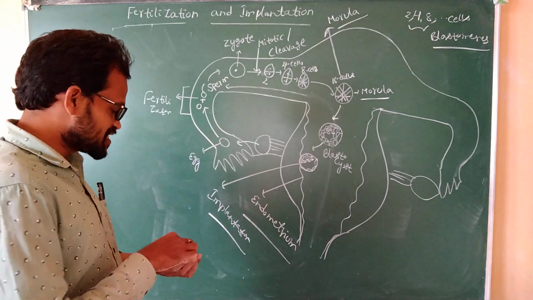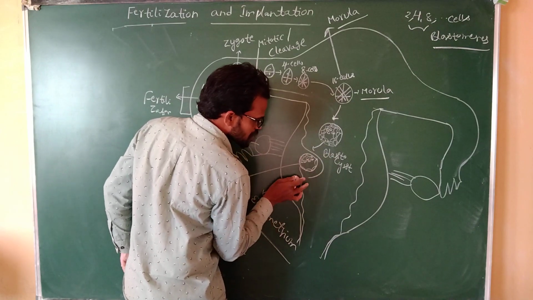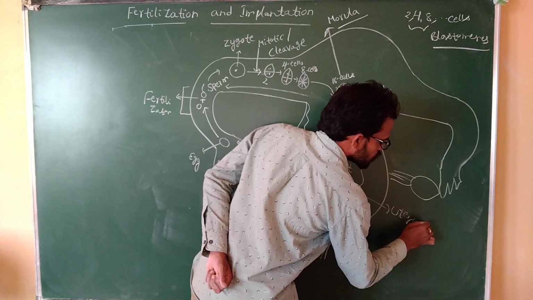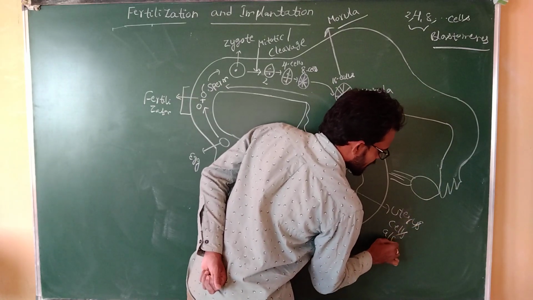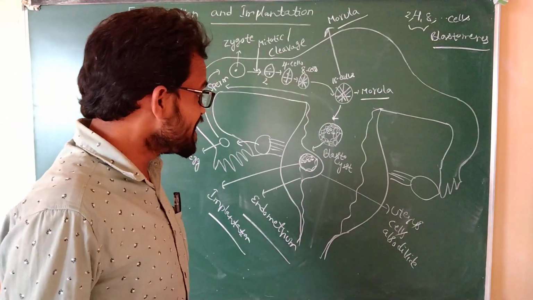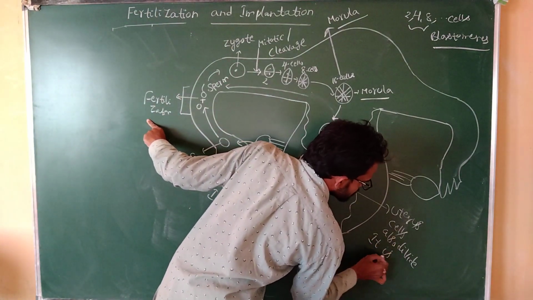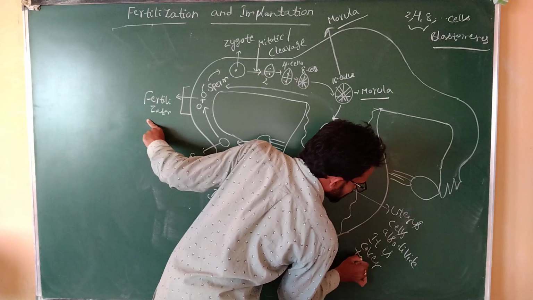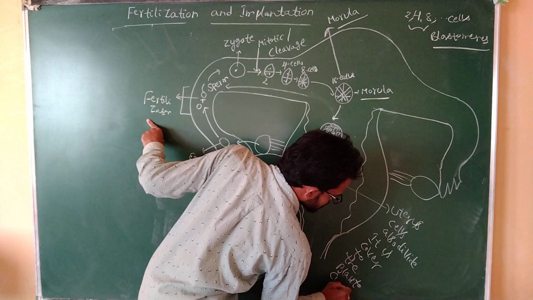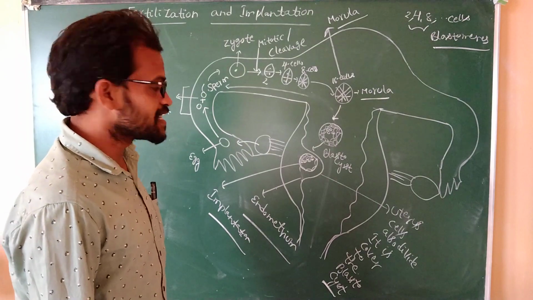After the implantation, uterus development also takes place. The uterus cells also divide. The uterine membrane covers the blastocyst.